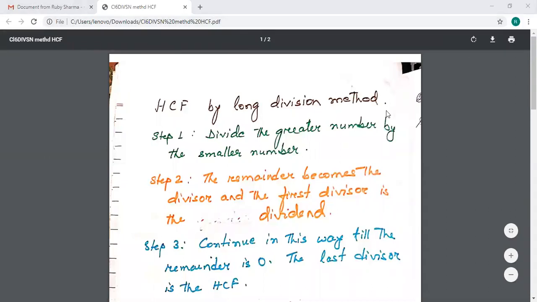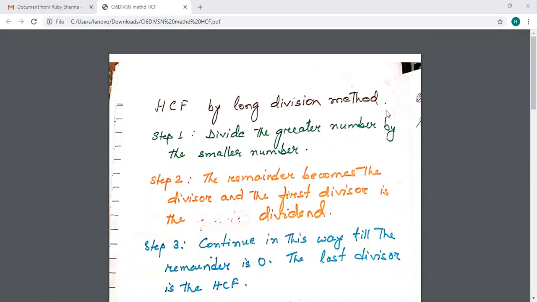Now, HCF by long division method. The first step is divide the greater number by the smaller number, when there are two numbers. When there are three numbers also, I will show you how to do it.